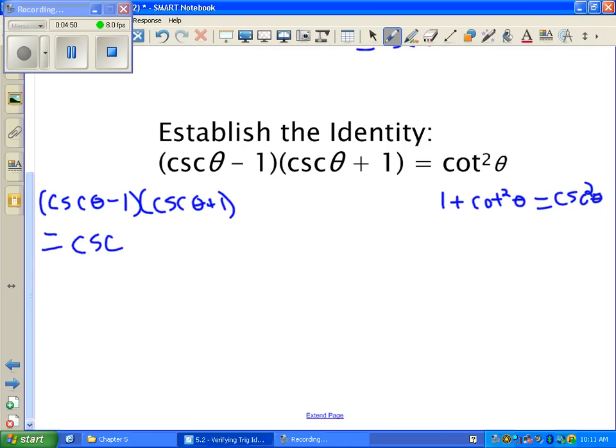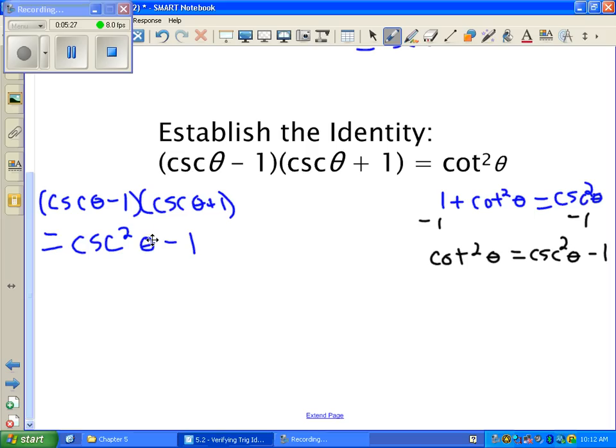So cosecant squared theta. When I multiply my outers and my inners, notice that those cancel. So I just end up with cosecant squared theta minus 1. Well, that is very close to what I have over here, except over here cosecant squared is by itself. I have already established that this is an identity, so I can subtract 1 from both sides, and I get that cotangent squared theta is equal to cosecant squared theta minus 1.